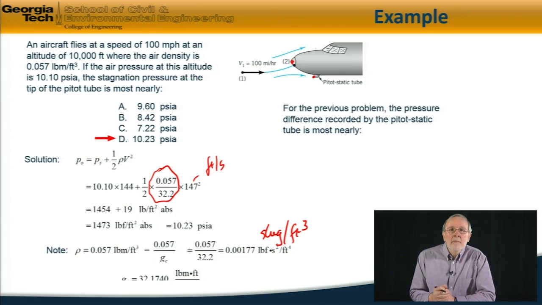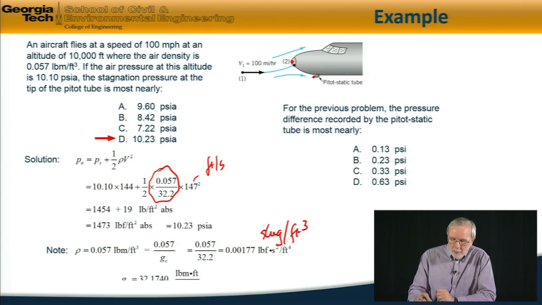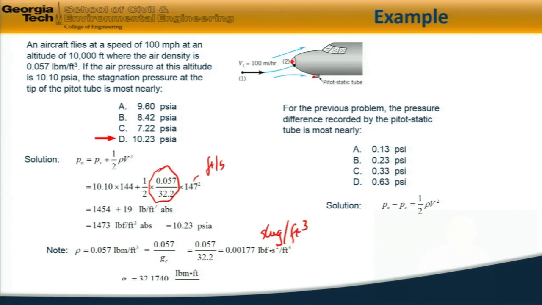Continuing with the same example, now the question is, what is the pressure difference recorded by the Pitot-static tube? Which of these alternatives? In other words, what is the difference between the static and the stagnation pressure?